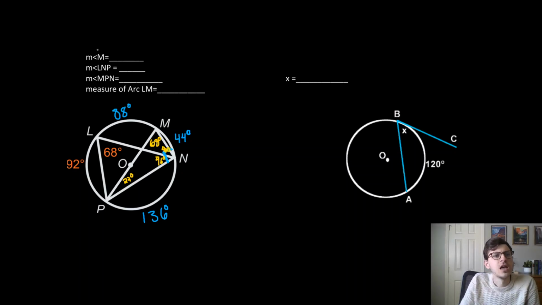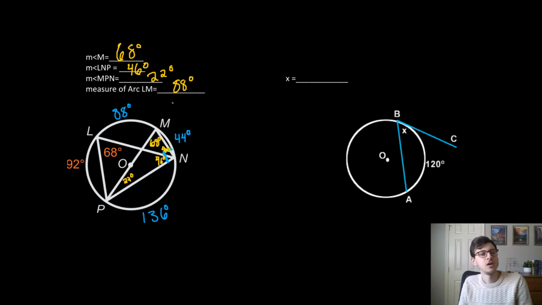Okay, so let's look. Measure of angle M, we just found that. That's 68 degrees. LNP, we just found that, right? Half of 92 is 46 degrees. MPN, that's half of 44 degrees. That's 22 degrees. And the measure of arc LM, we also found that. The measure of arc LM is 88 degrees. So if we take a second and just look at what the triangle gives us, we can find all of these different pieces.